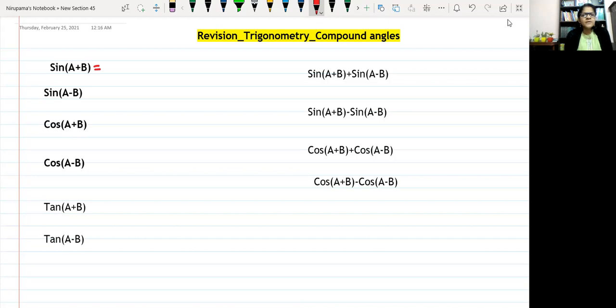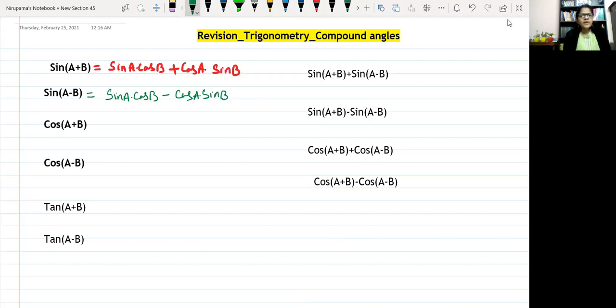So it is sine A plus B. As you know, it is sine A into cos B plus cos A into sine B. Similarly, whenever you take A minus B, it means replace B by minus B, it will be sine A cos B minus cos A into sine B. And whenever you add sine A plus B plus sine A minus B, you will get 2 sine A into cos B. Similarly, subtracting sine A minus B from sine A plus B, this is 2 cos A into sine B.